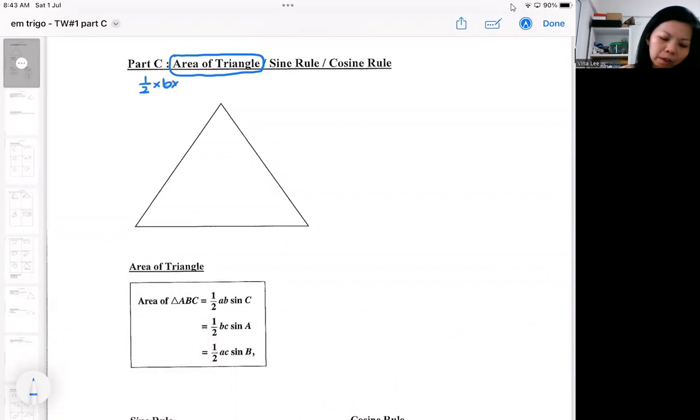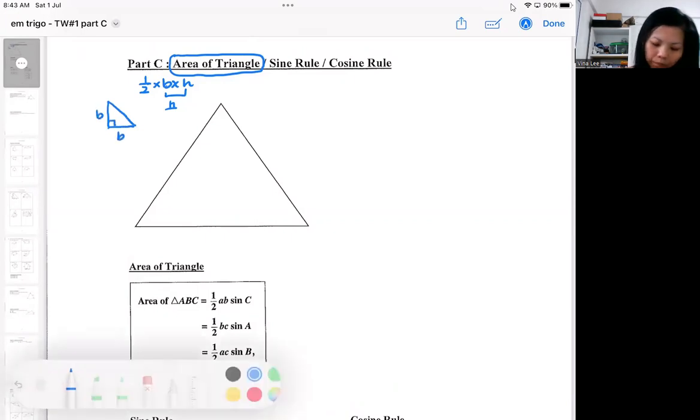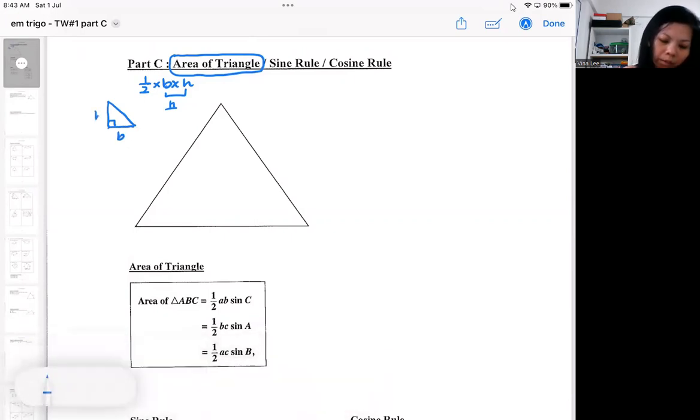base times height. And the requirement is that these two need to be perpendicular to each other. So we are very used to half times base times height. And the condition for half times base times height to work is a 90-degree angle. It's like your Sec 2 trigo. You need a 90-degree angle so that your Sec 2 trigo will work. And you also need a 90-degree angle for Pythagoras' theorem to work.